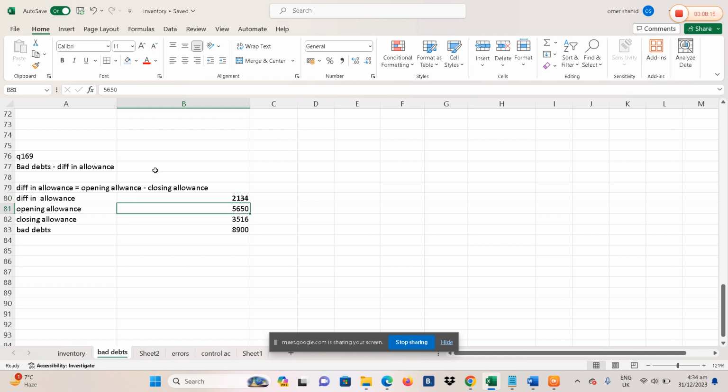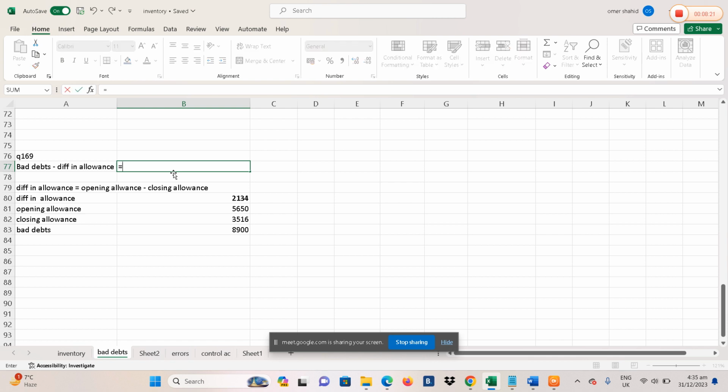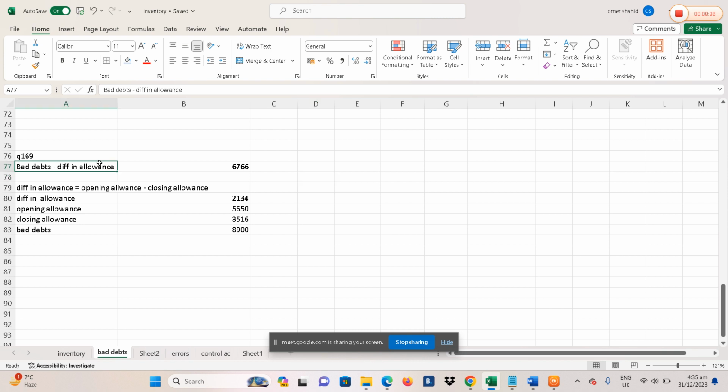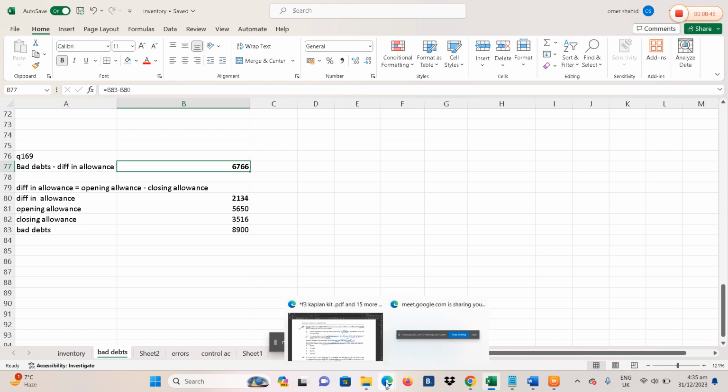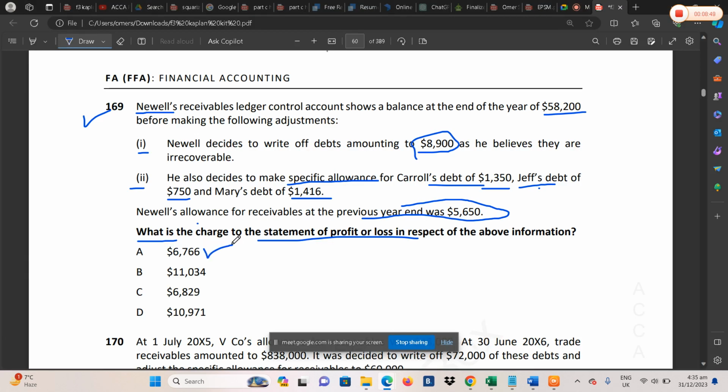All right. So we will use this here in the formula. Bad debts minus difference in allowance. So bad debts were 8900 and minus the difference in allowance, which was 2134. So you get the answer 6766. This is the amount he will charge in the statement of profit and loss using the formula bad debts minus difference in allowance. See how easy it is. We just applied the formula and we got the answer. 6766 is our right answer. So option number A is our right answer.